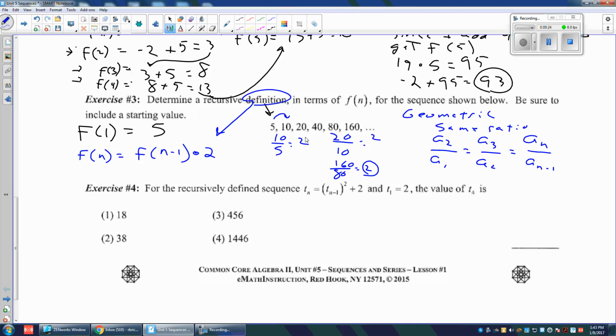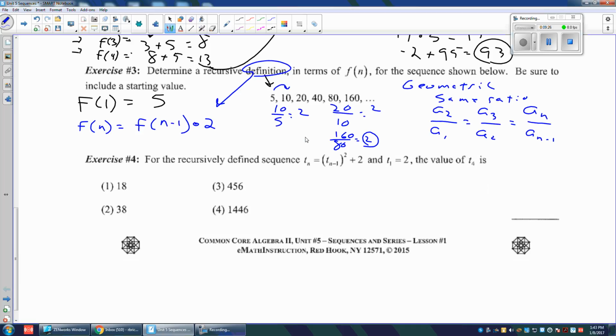For a recursively defined sequence, my number is the previous number squared plus 2. And the first number is 2. What is the fourth number? Okay, the first number is 2, and then the second number is the previous number squared plus 2, which is 6. And then the third number is the previous number, which is 6, squared plus 2, which is 38.